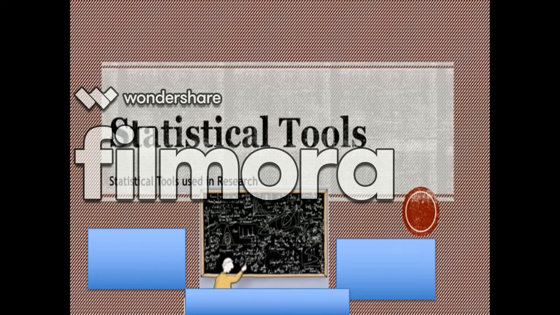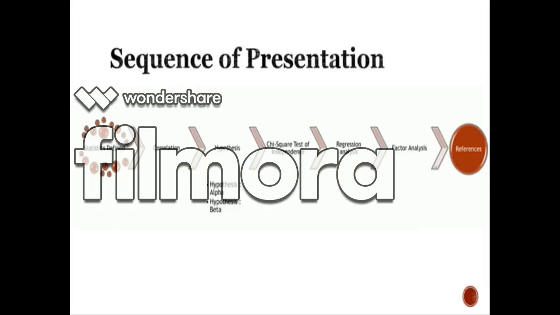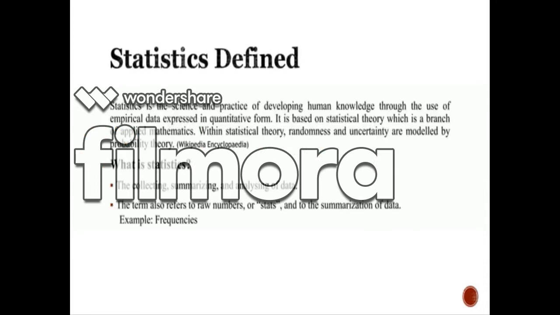Okay, now let's talk about statistical tools. So this is the sequence of presentation when it comes to your statistical analysis. So we have statistics defined, correlation, hypothesis, the chi-square test of independence, regression analysis, factor analysis, and of course the references. So let's discuss this one by one.